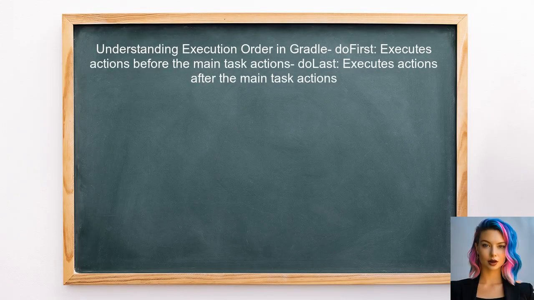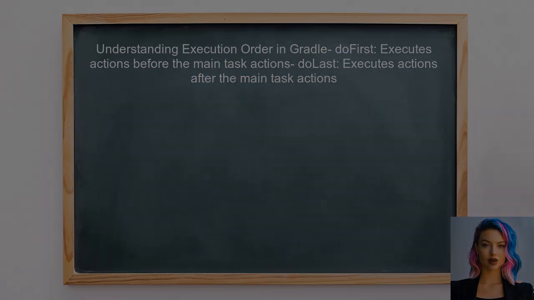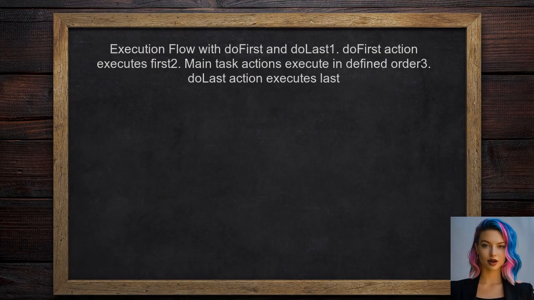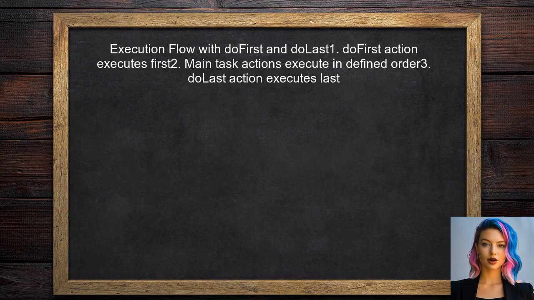To understand the order of execution in the Gradle build script, the user should first recognize how the doFirst and doLast methods work. These methods allow the user to specify actions that should occur before or after the main task actions. Next, the user should note that when the doFirst and doLast methods are used, they wrap around the main task actions. This means that the custom actions defined in the sample task class will execute in the order they are defined, unless overridden by doFirst or doLast.